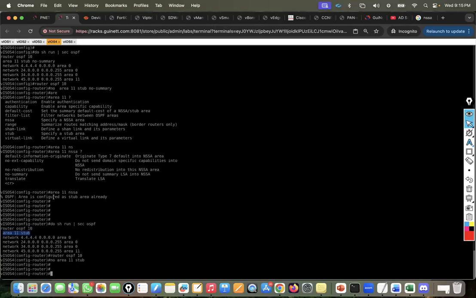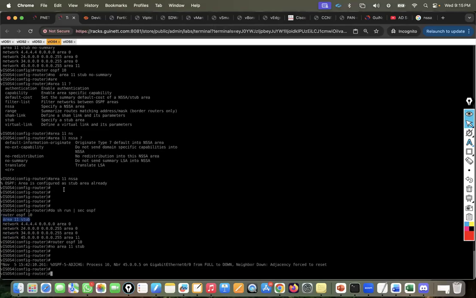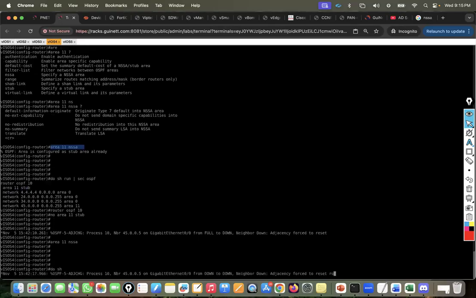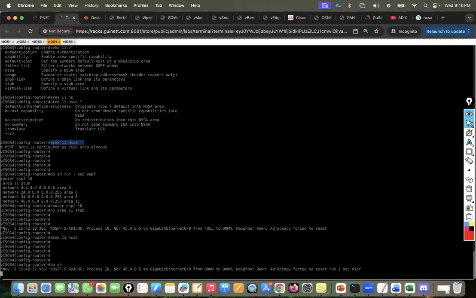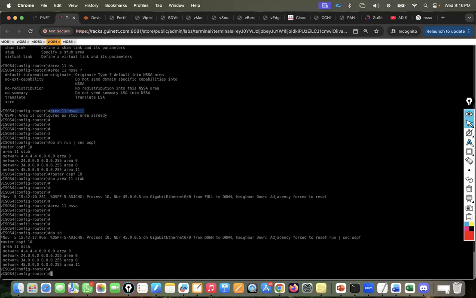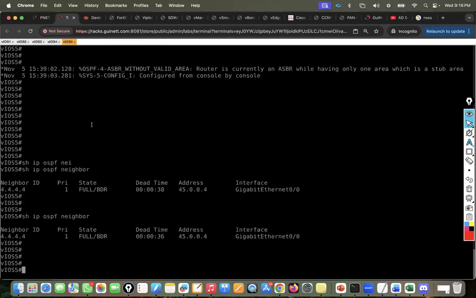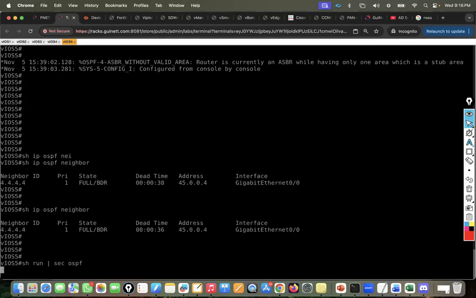Then it is going to take the second command. Now if I go here and say it's down, and I'll put it as an NSSA. Clear? So now this is the new command. It is there. Now your neighborship is down. So go here and configure this also as NSSA.